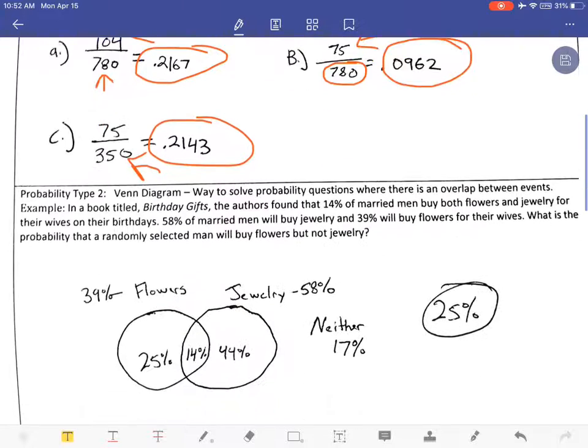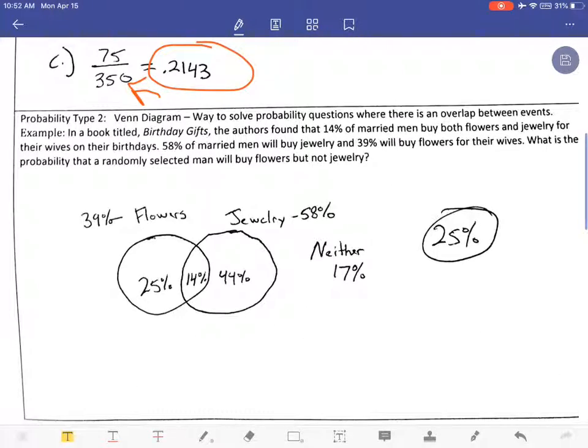So now, the second type, probability with the Venn diagram. Like I said, this is for probability problems where there's an overlap. Usually it's just going to be two different variables, but it could be more than two, but most likely it's going to be two different variables that you're dealing with. So for this one, it says, this author found that 14% of married men buy both flowers and jewelry for their wives for their birthdays, 58% of married men will buy jewelry, and 39% will buy flowers.